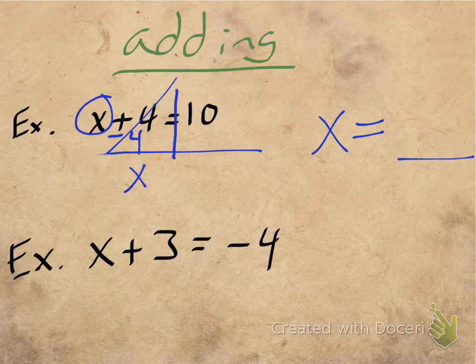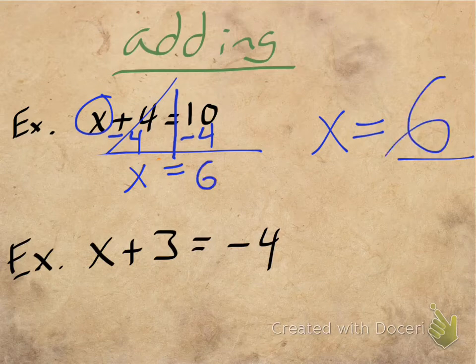So we end up getting x. Bring down your equal sign, and whatever I do to the left side, I have to do to the right side, so I'm going to subtract 4 over here. 10 minus 4 is 6. So my answer is 6. You can always check it by looking back over here. 6 plus 4 equals 10. We're good.